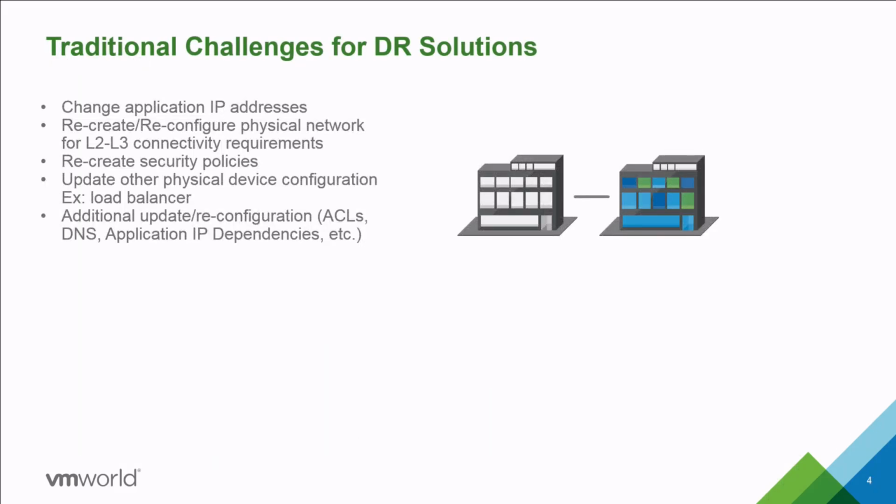So when we talk about traditional challenges for disaster recovery, what are they? Okay, change in application IP address, because now you're mapping networks between your protected and your recovery sites, right? And because you're trying to keep that consistent, you're remapping your IP address. Otherwise, if you're trying to keep the same networks, you're recreating your physical L2, L3 connectivity requirements for your applications, right? And what about security policies? Even if that network is available on the other side, you have to now either recreate your security policies or have some automation to enable that. And you might have other types of physical device configuration, load balancers, firewalls, and so forth. You might have ACLs and other application dependencies, right? So a lot of challenges there.